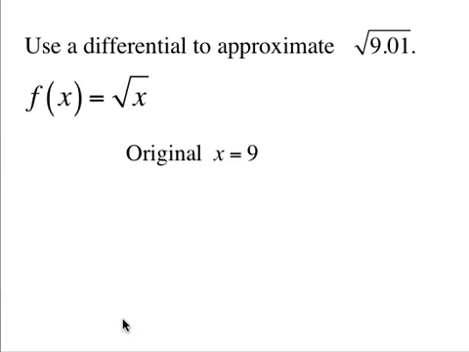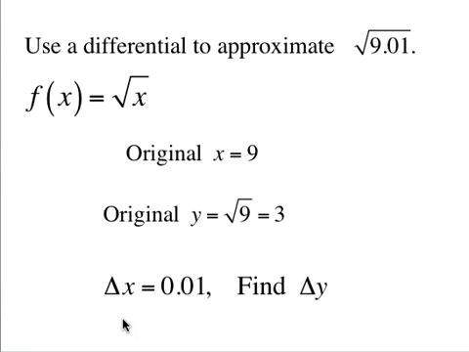Here's another standard example. We want to use a differential to approximate square root of 9.01. So we know the square root of 9 is 3, so my original x is going to be 9. My change in x then would be 0.01. If my original x is 9, my original y would be square root of 9, or 3. And my change in x is 0.01 because I'm 0.01 away from 9.